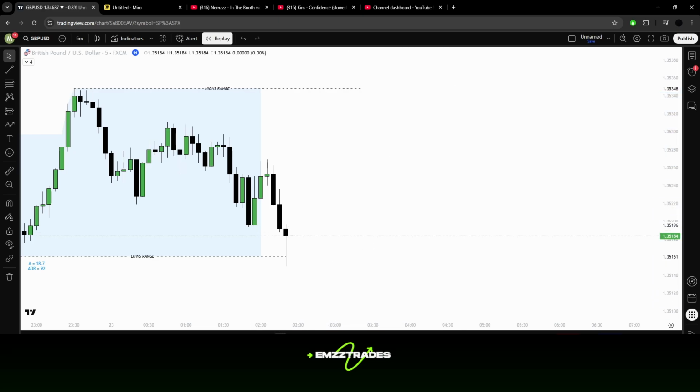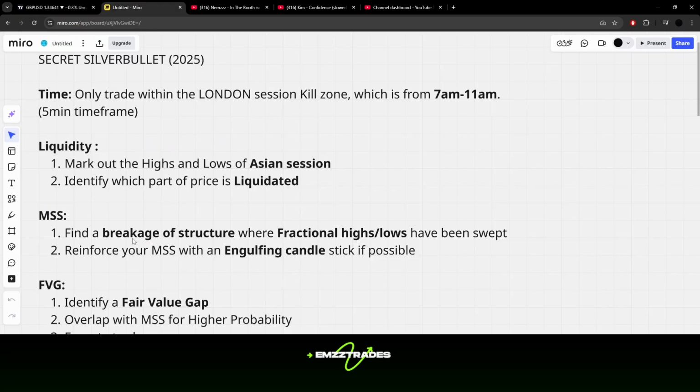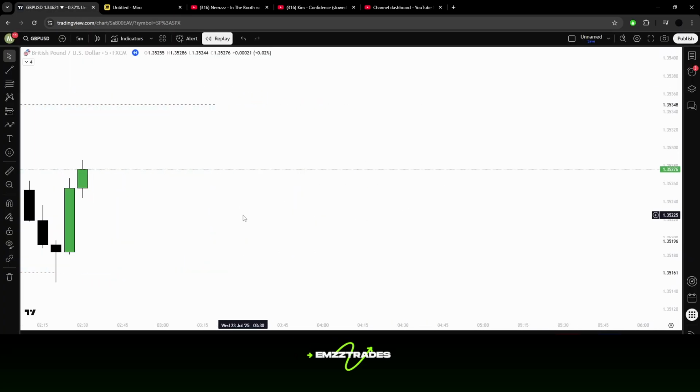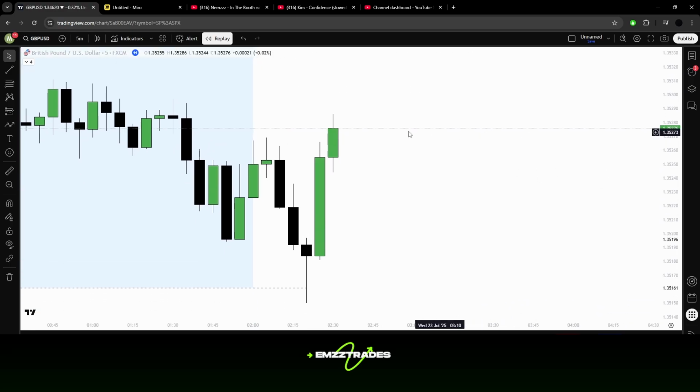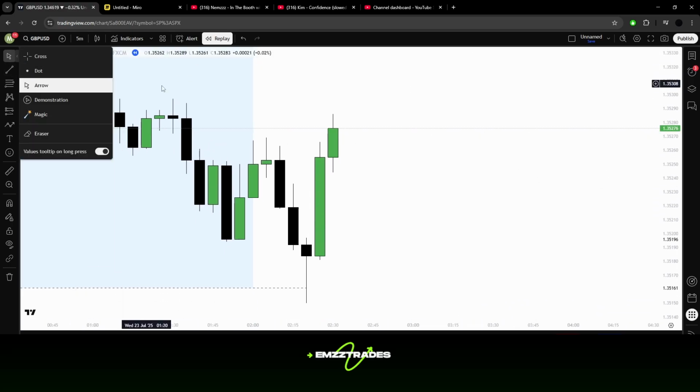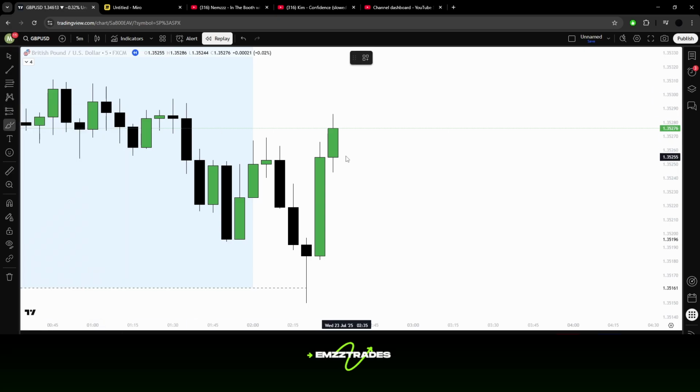So what we're going to be doing now is playing price forward, so we can actually identify a break of structure or fractal highs instead of lows, because we're going towards the upside where fractal highs get swept, and we need to reinforce our market structure shift with an engulfing candlestick if possible. And you can see from here already, we got an engulfing candlestick. If I mark this out for you guys, you can see that we did get an engulfing candlestick, which is right here.